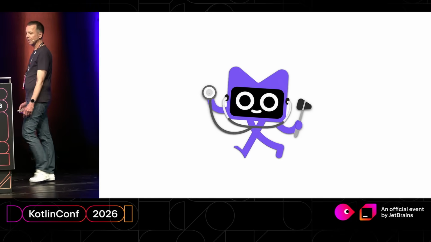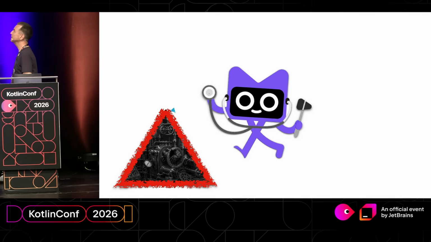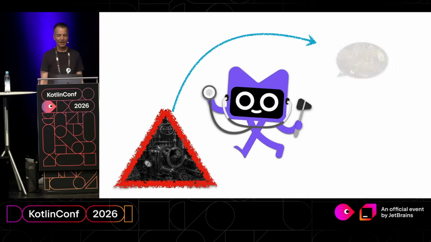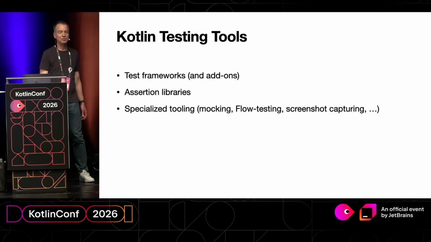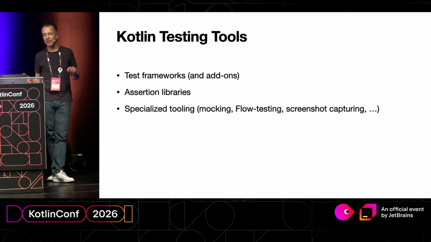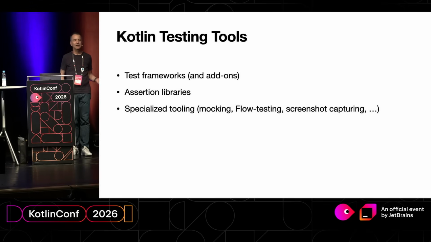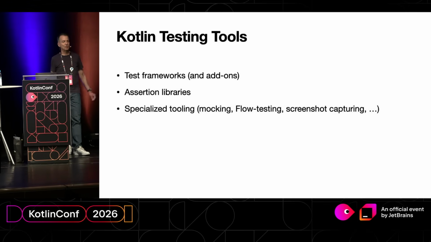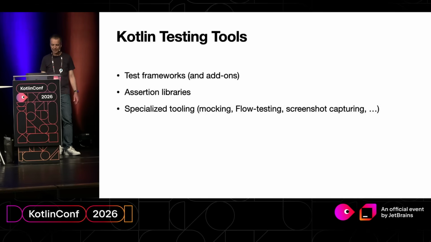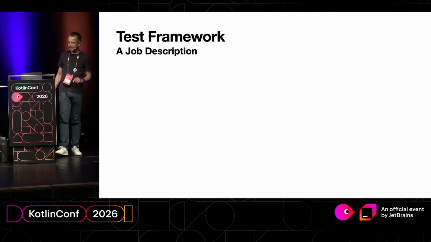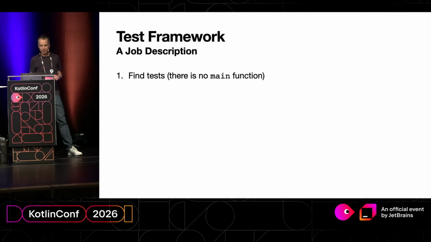And fortunately, we have tools to move from here to there, which is our testing toolkit, which consists of test frameworks and their add-ons. This is what this talk will be focusing on. And also assertion libraries and specialized tooling like for mocking, flow testing, screenshot capturing, you name it. The most decisive factor deciding what you can and cannot do easily in testing is the test framework. So let's give a job description.